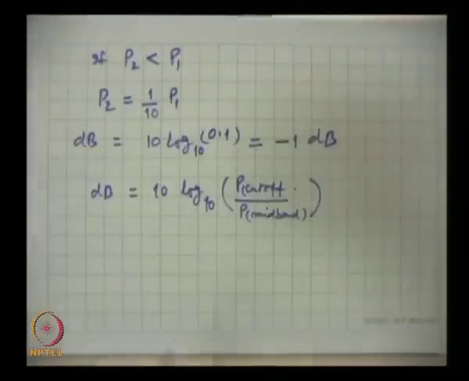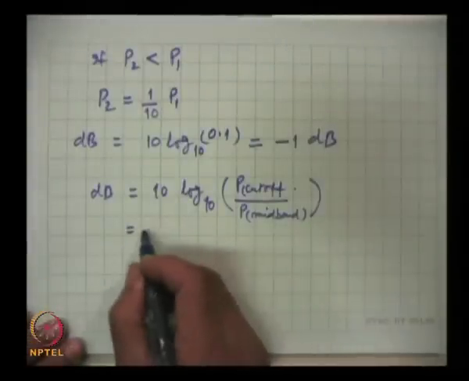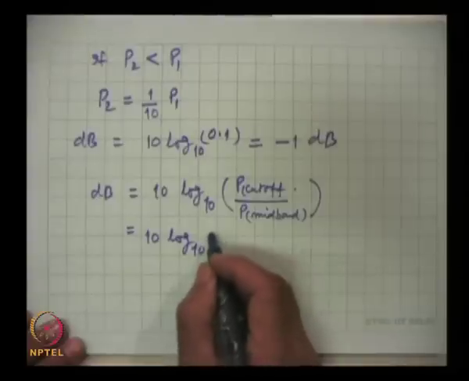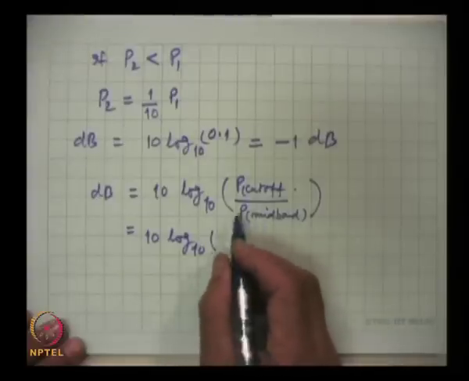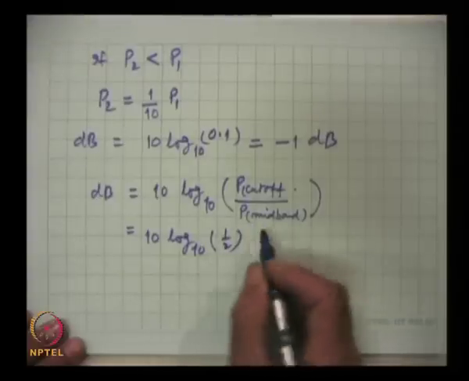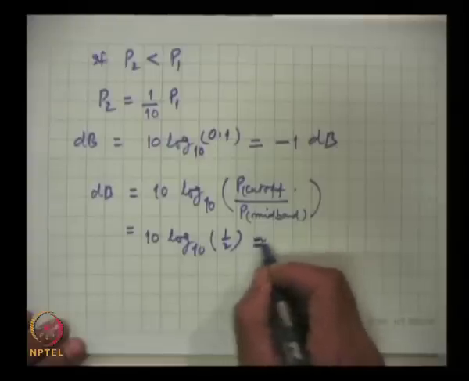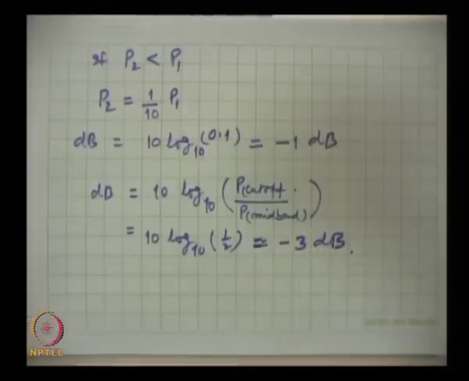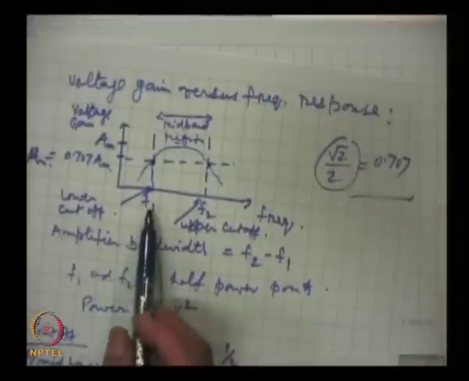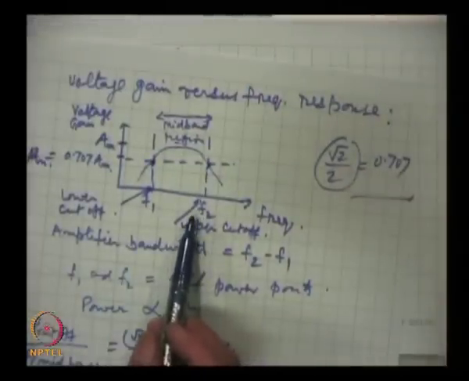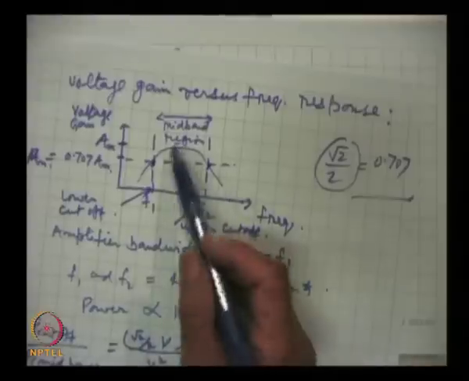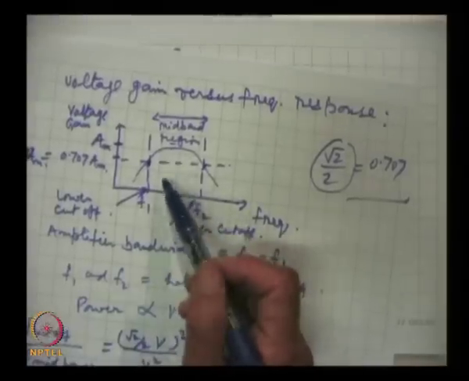In dB, this means this is equal to 10 log 10 by half, which is 0.5, and this is approximately minus 3 dB. So, power points F1 and F2 are also called 3 dB points. 3 dB power is down from midband frequency, midband power.